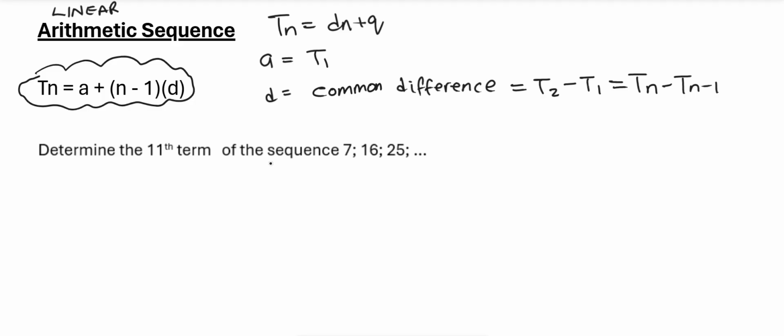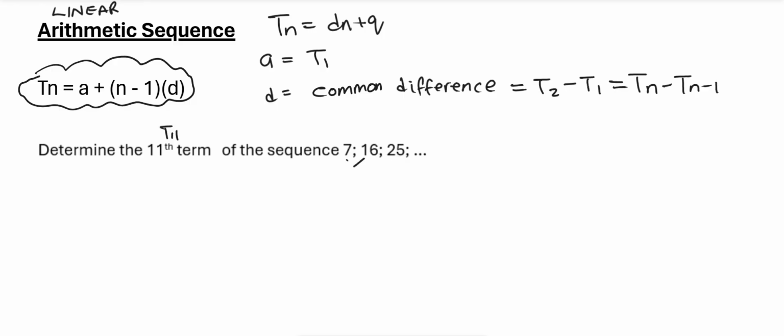So now let us look at this pattern here. They are saying we must determine the 11th term. When they say the 11th term, they mean that we should determine T11. And they give us the first three terms of this pattern, which are 7, 16, and 25.